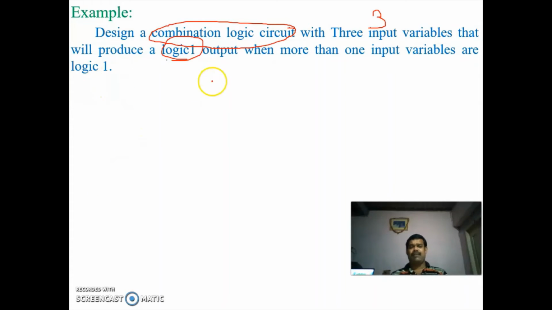So first thing, how many inputs does it have? Three inputs. How many outputs does it have? One output. So this is the problem definition. They need a combinational circuit which has three input variables, and the output of that circuit is 1 if more than one input variable is 1. So from this question we identified that we need three input variables and one output variable.